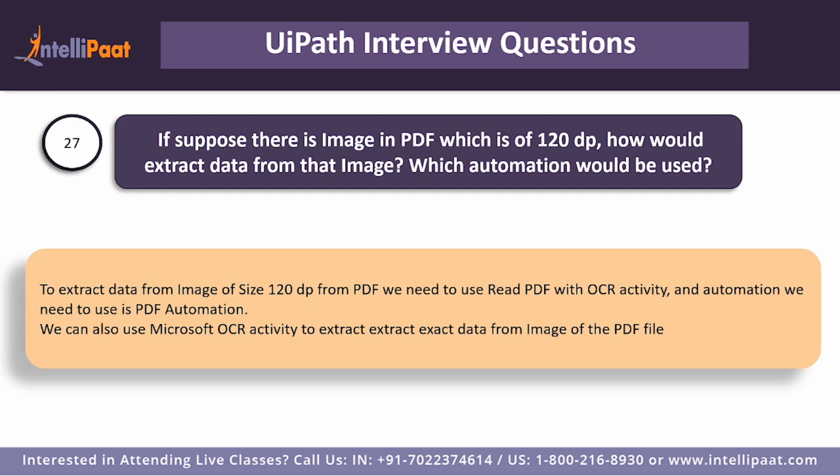To extract data from an image of 120 dpi from a PDF, we need to use the read PDF with OCR activity, and the automation we need to use is PDF automation. They have mentioned here that it is a PDF, so you can use read PDF with the help of OCR because it is in image form, it is not in the native form. That's why we are using OCR activities. We can also use the Microsoft OCR activity to extract data from the image of the PDF file. You can use that as well.